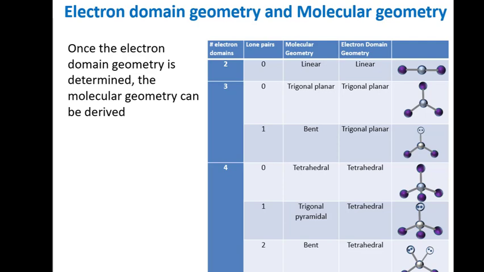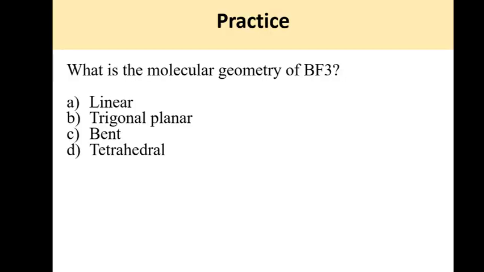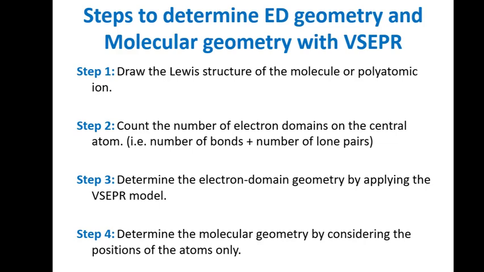So here you have the table, the steps you can follow for determining this, similar to what we did in the example, and then you have practice questions. For example, what is the molecular geometry of BF3? Step 1, you need to draw the Lewis structure. Step 2, you need to count the number of electron domains. Step 3, you need to go onto your table. If I want to do that for BF3, I need to follow the steps, and we can see them here: draw the Lewis structure, count the number of electron domains, determine the electron domain geometry.